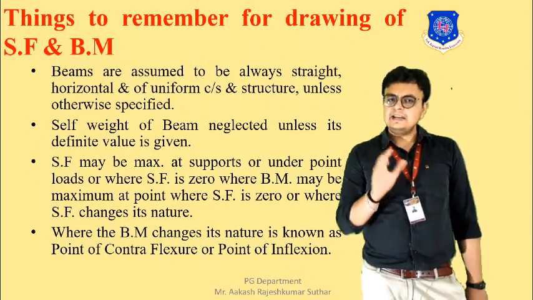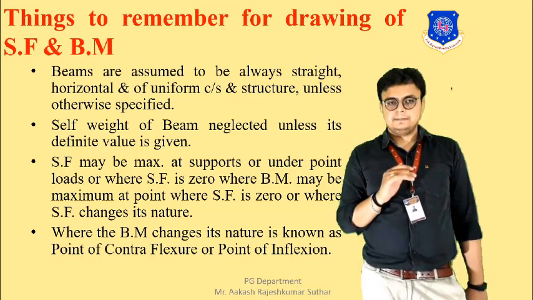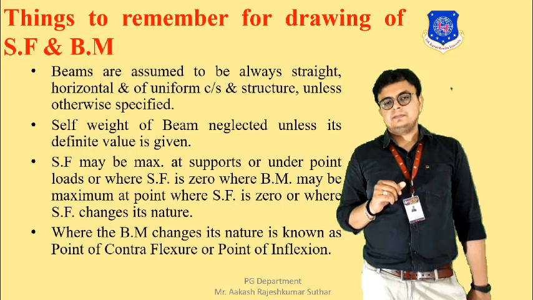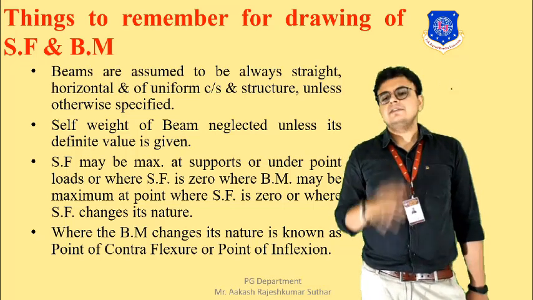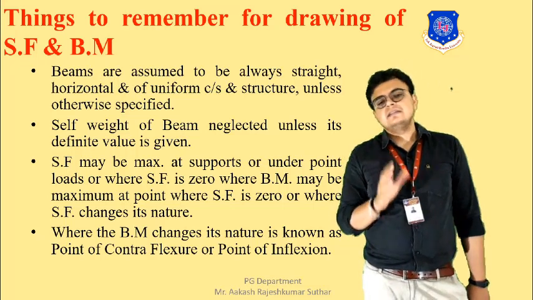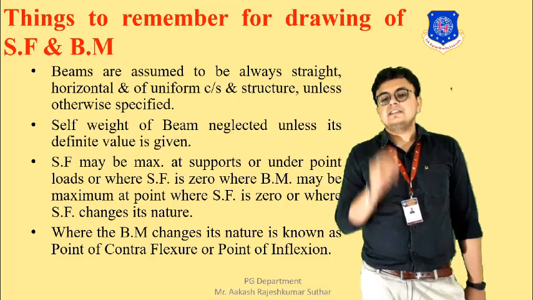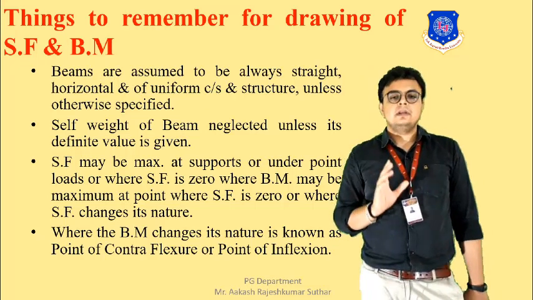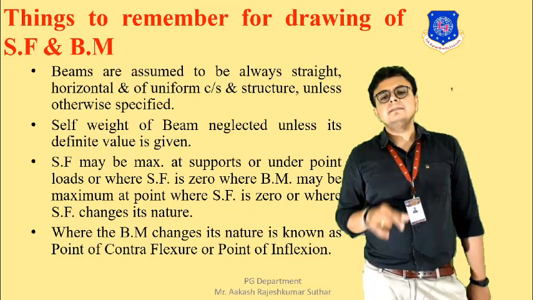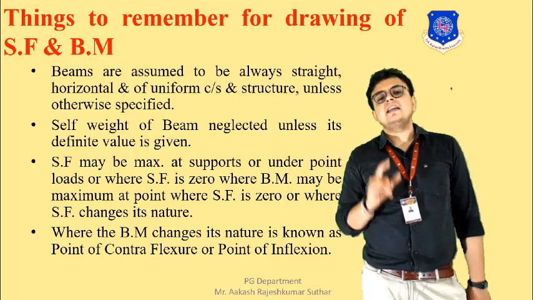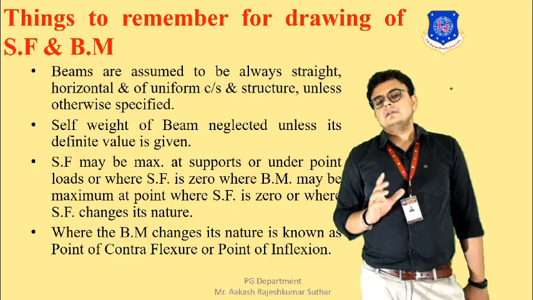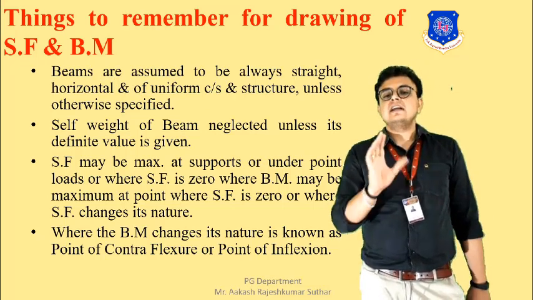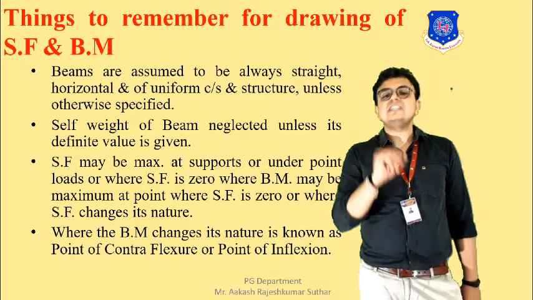Beams are assumed to be always straight, horizontal, and of uniform cross section, unless otherwise specified. If it is not specified, then it should be considered as a straight, horizontal, and uniform cross section structure. Self weight of the beam is neglected unless a definite value is given.